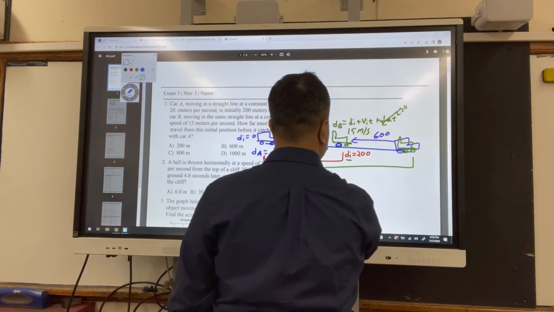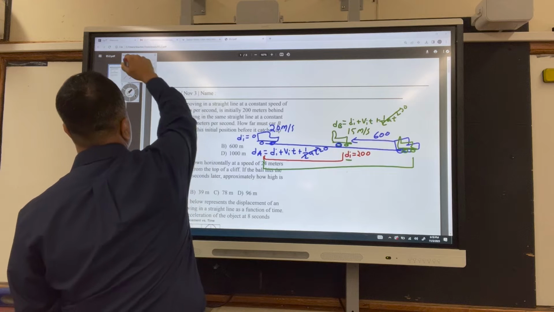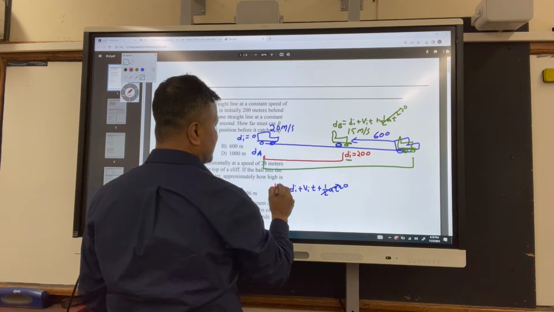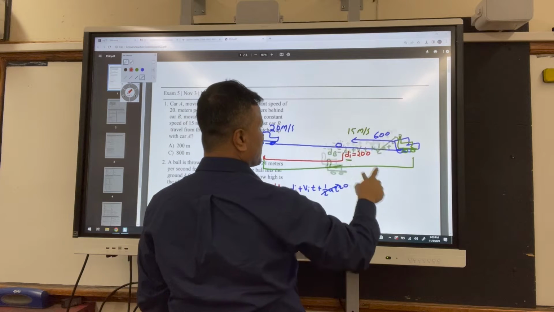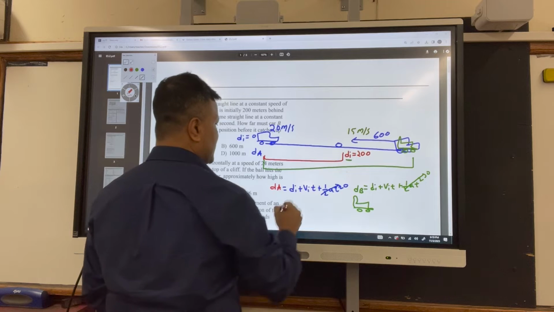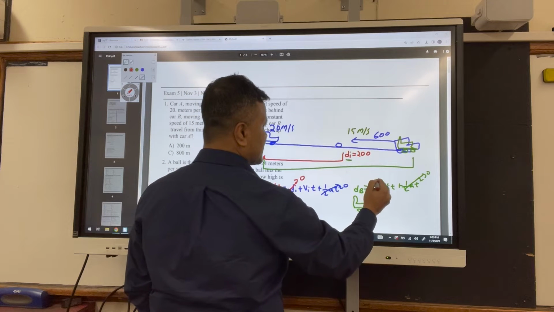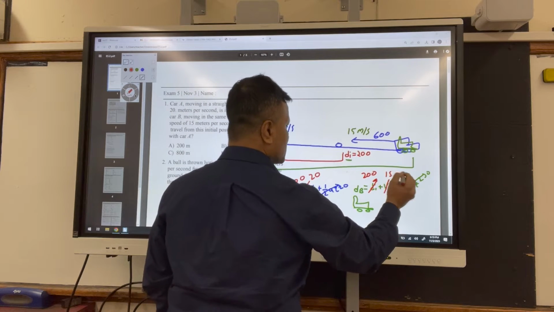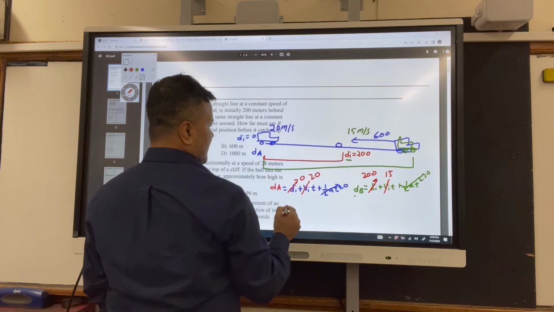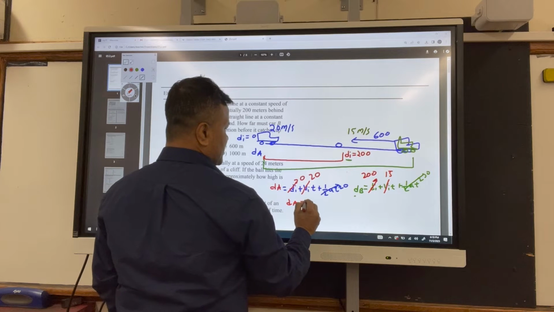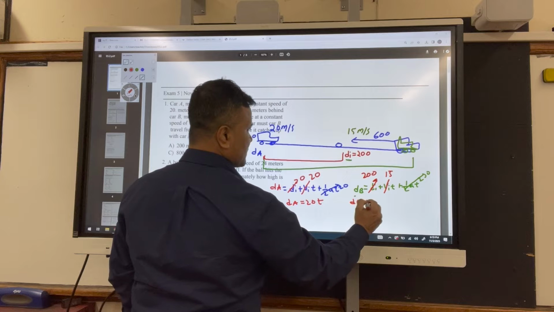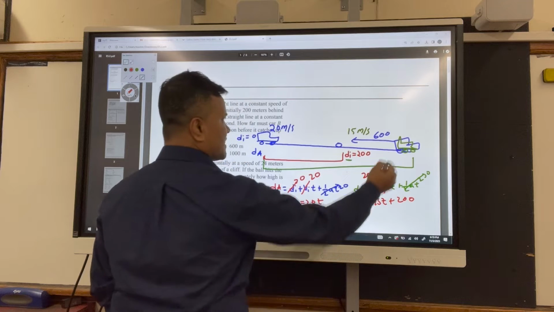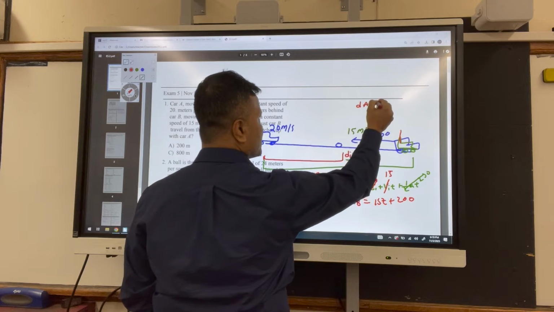So let's do the math and let's see how I got that. I'm going to put this equation over here and call it dA, and put this equation and call it dB. Di is 0 and di is 200, vi is 20 and vi is 15. So I have dA is equal to 20t and dB is equal to 15t plus 200.